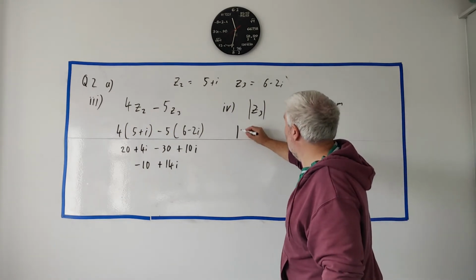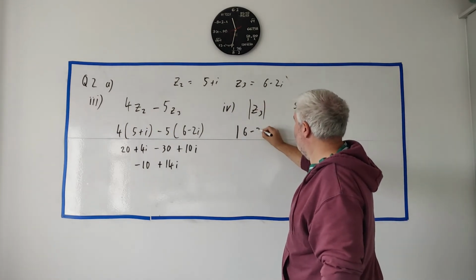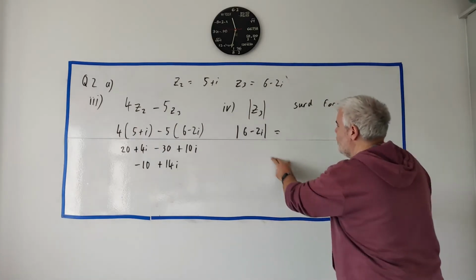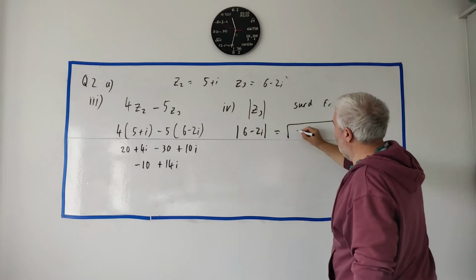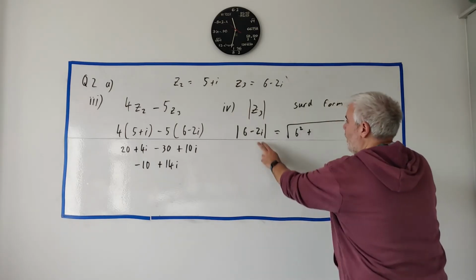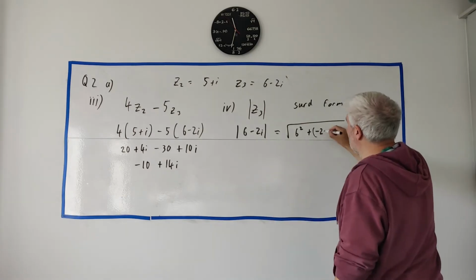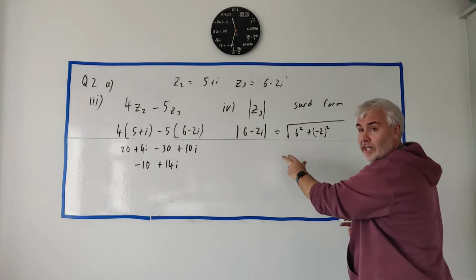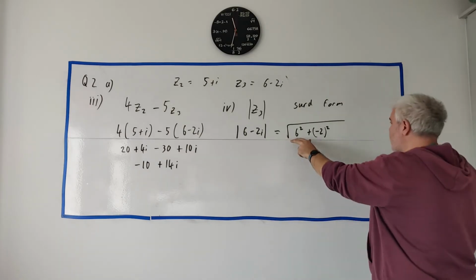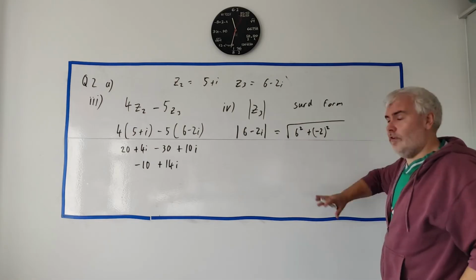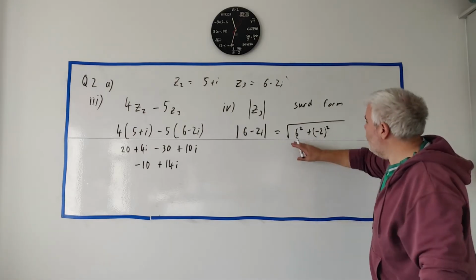Let me just write it again though. Instead of z3, I'll write 6 minus 2i. And we need to know this equals the square root of whatever number's here, squared, plus whatever number's here, minus 2, squared. That's what the modulus is. You will get a couple of marks for knowing this. Even if you do this wrong, the fact that you know the square root and there's squares involved, you will get marks. But anyway, let's do it properly.